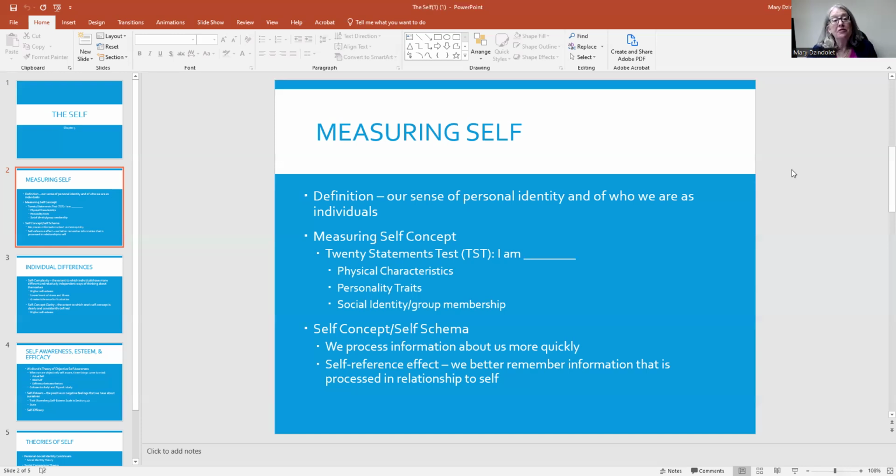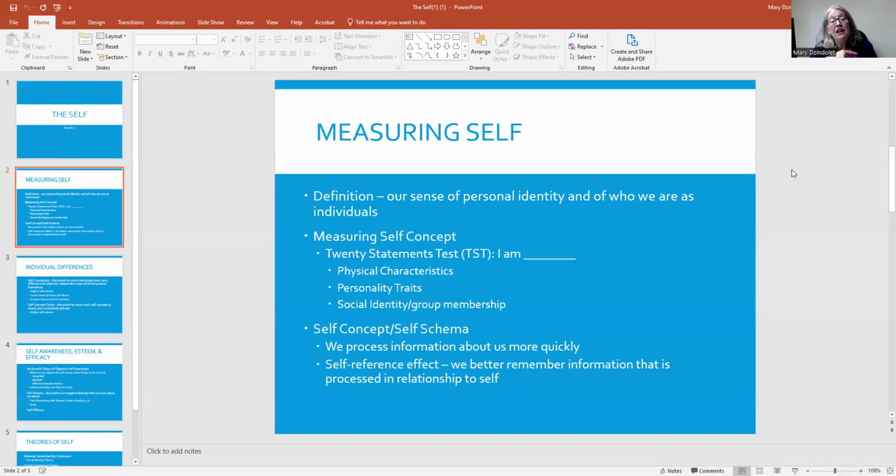So we process information that's about the schema, about yourself, more quickly than information that is not relevant to your self-schema. We also process information that's consistent with our self-schemas more quickly. We pay more attention to it, and we better remember it than information that's inconsistent with our self-schemas. And we better remember information that's processed in relationship to ourself.